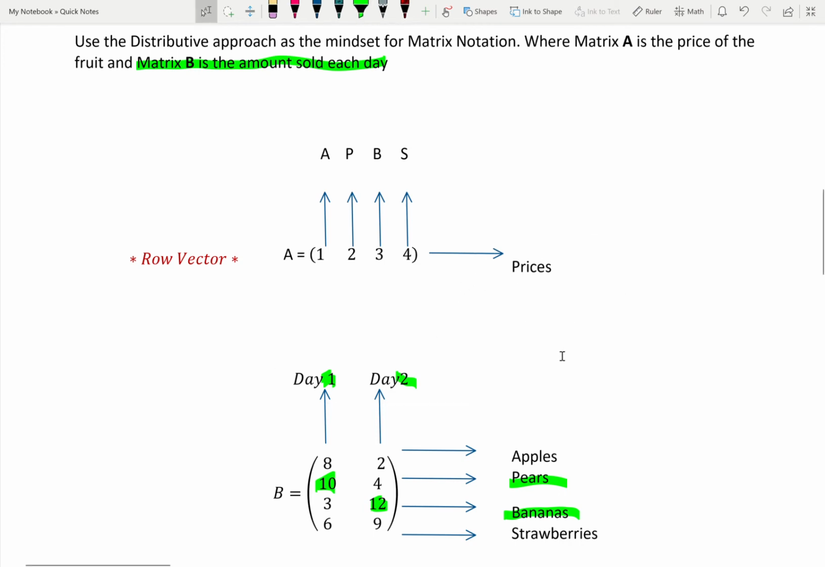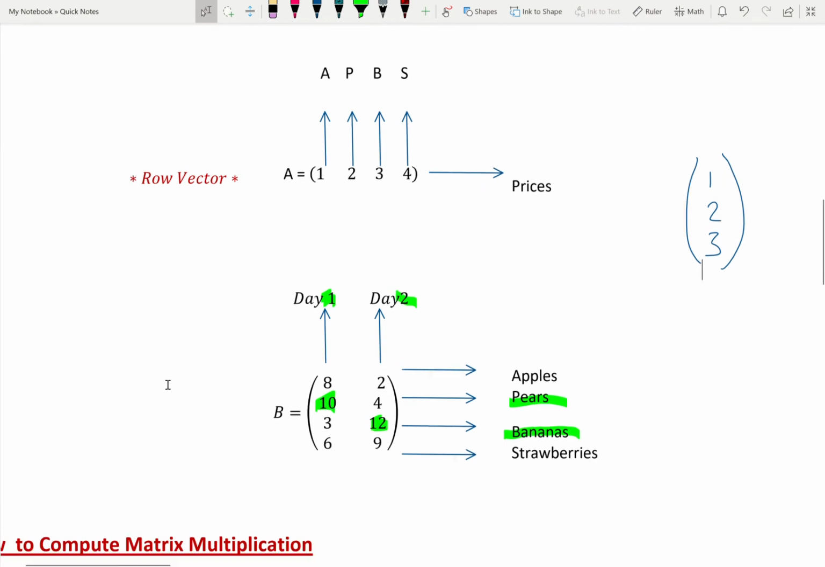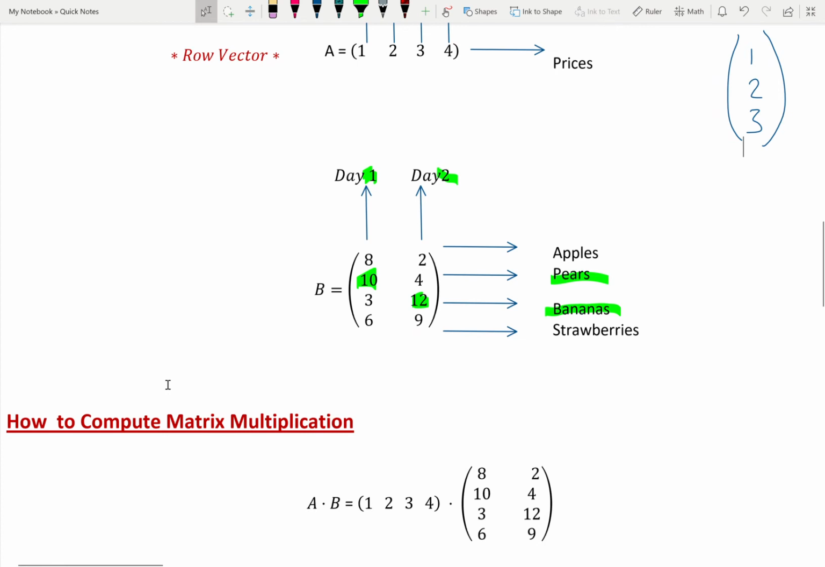So what I'm going to look to do here is take matrix A, which is a row vector. Oh, by the way, a row vector is a matrix with only one row, and a column vector is a matrix with only one column. But that's not really that important, but it might pop up here and there in your notes and in your homework. Okay, anyway, what I'm going to do is take matrix A and matrix B, and multiply them together to try to find my total revenue.